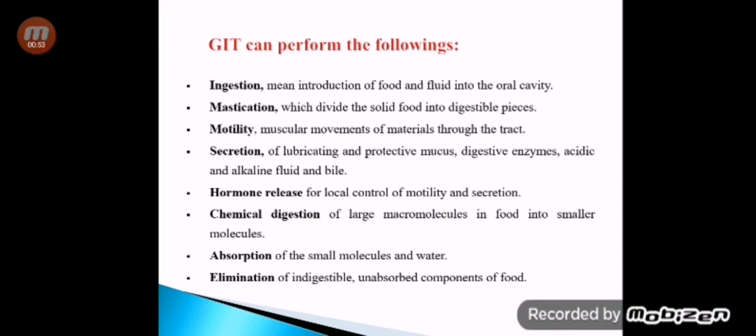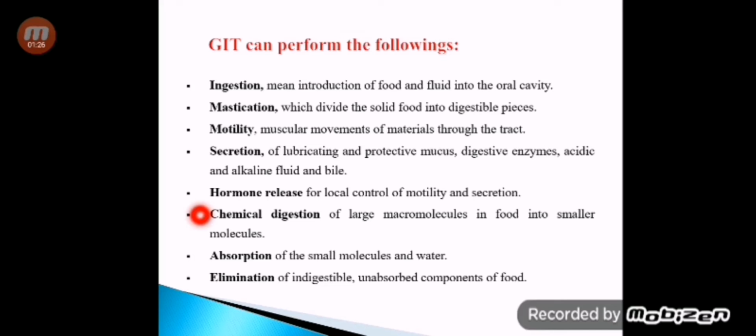The GIT can perform the following, beginning with ingestion, which means introduction of food and fluid into the oral cavity, followed by mastication, which means dividing the solid food into small digestible pieces. Then motility, which means muscular movement of materials through the tract. Then secretion of lubricating and protective mucus, digestive enzymes, acidic fluid, alkaline fluid, and bile. And hormonal release for local control of GIT motility and gland secretion.